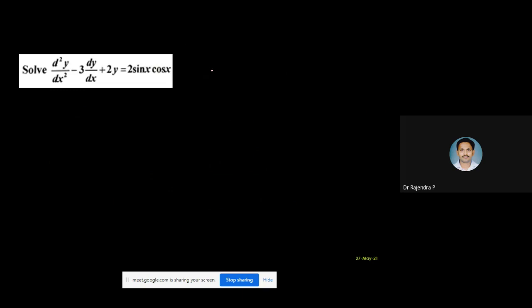Now you see this. What are the roots? Quick, I want to write complementary function directly. What are the roots? 1, 2, sir. Very good. 1, 2. So complementary function: C1 e power x plus C2 e power 2x. Okay. Right. Go to the particular integral.